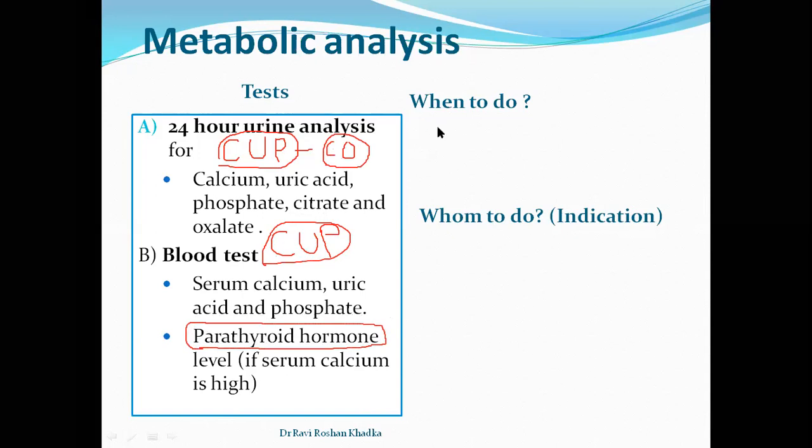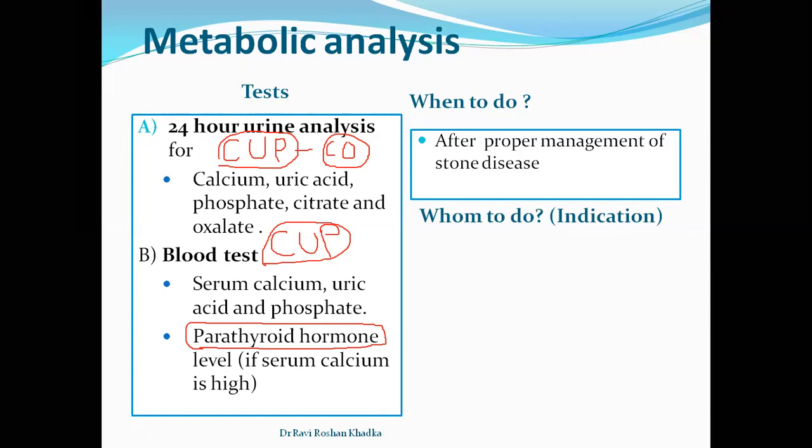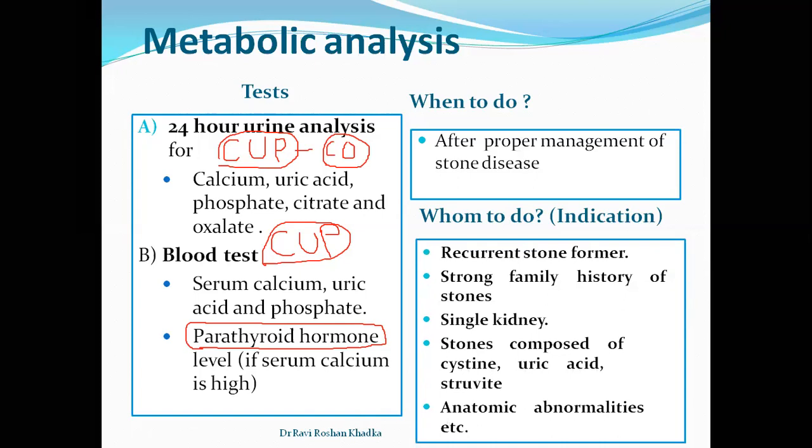The question is when to do this: after removing the stone, not at the initial diagnosis. Then whom to do it for? For those patients who are at higher risk of stone recurrence, that is, those who had a history of recurrent stone formation, those with a strong family history of stone disease, because I've already told you some causes are genetic. And those who have a single kidney, because the patient already has a single kidney.